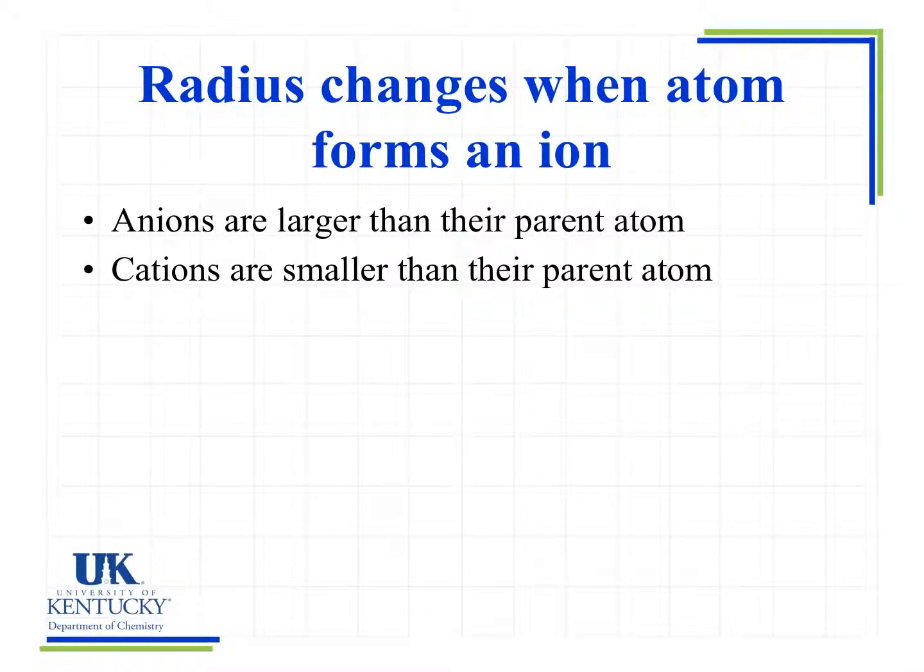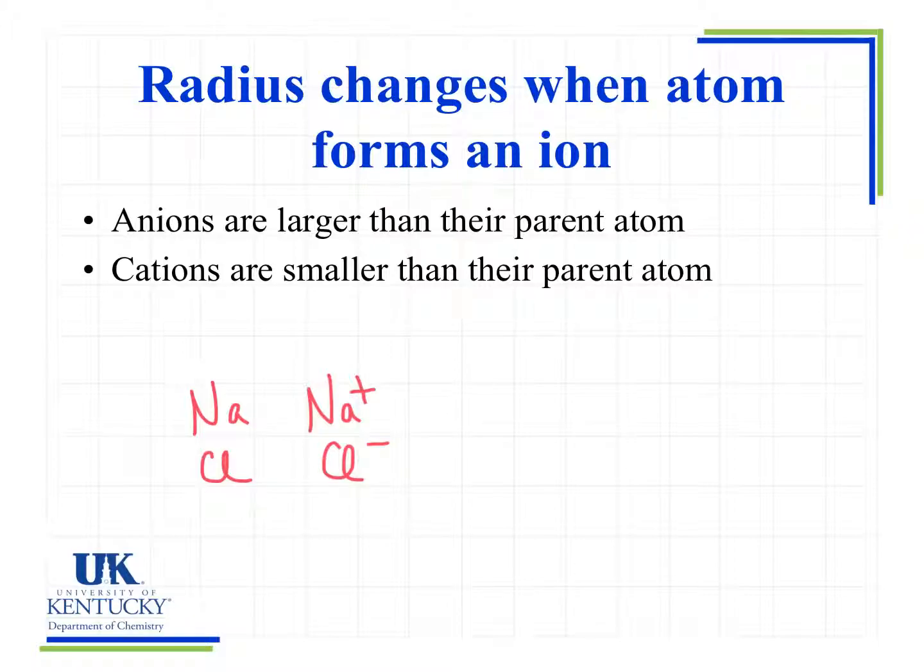Now we can also look at the size of an ion, and we can look at that relative to the parent atom. So for example, when we're looking at sodium, we can say, well, what happens when we go to sodium plus? Or if we look at chlorine, what happens when we go to chlorine minus? And what we see in all of these cases is that anions are larger than their parent atom. So Cl minus is going to be larger than Cl, but cations are smaller than their parent atom. And so sodium is going to be larger than Na plus.